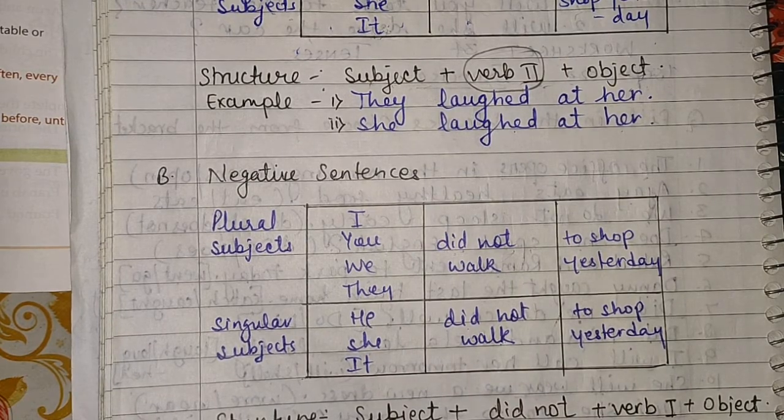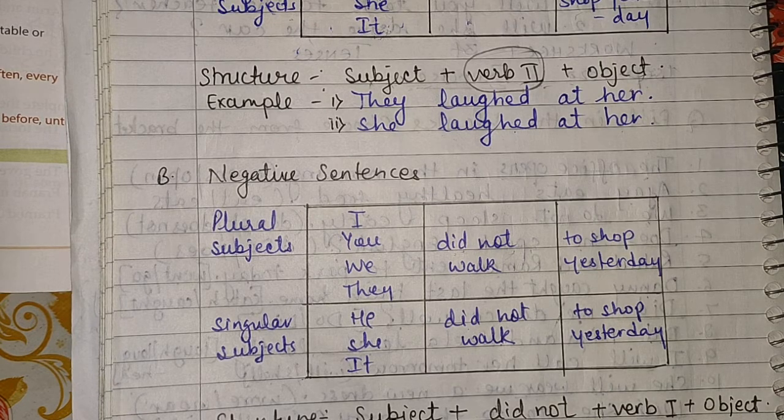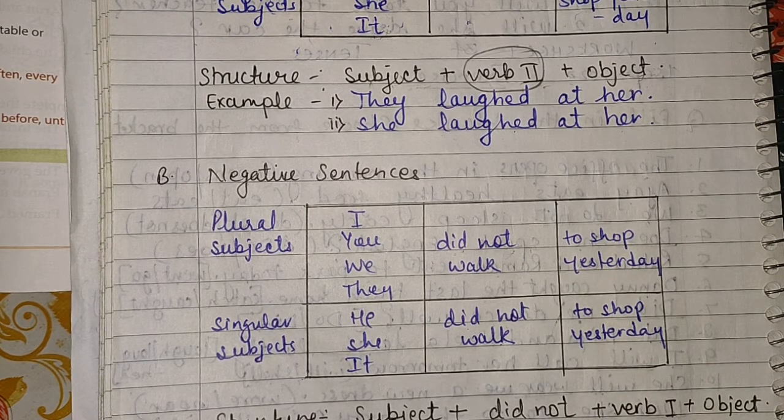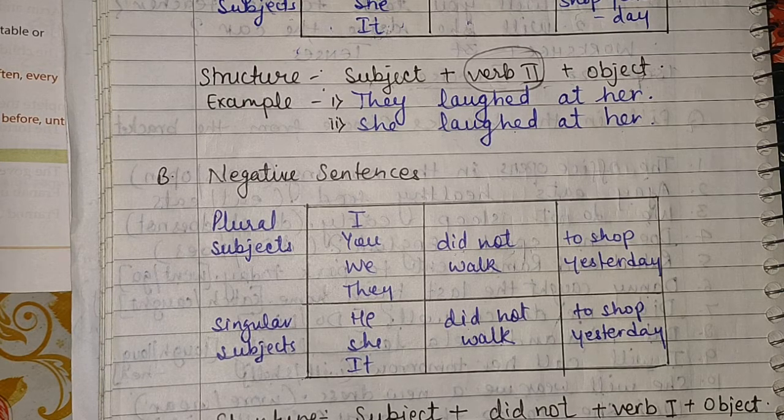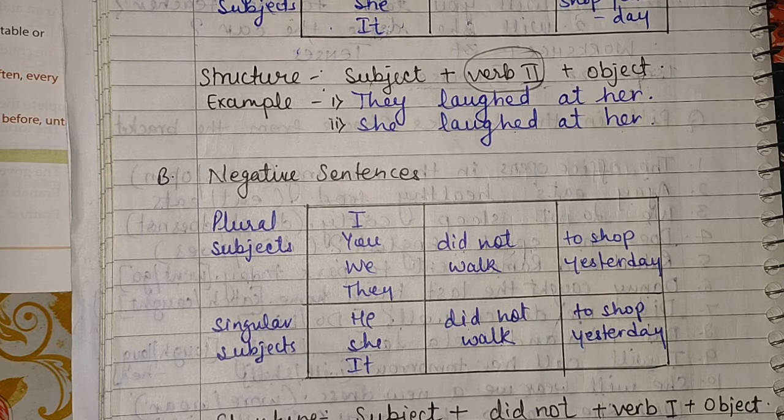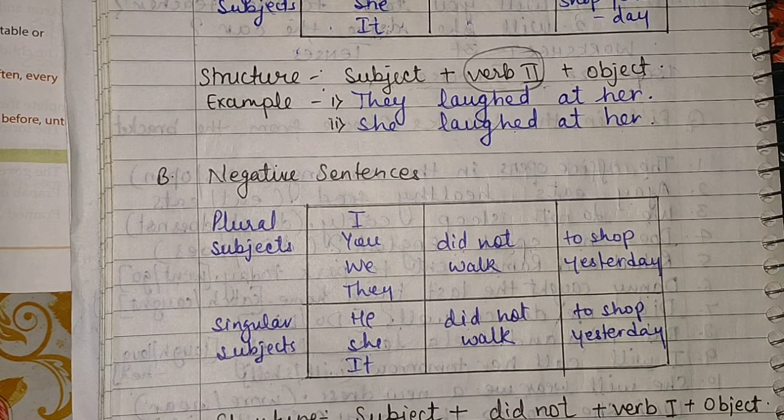Okay, in simple present tense, what we were using in negative sentences, do not and does not. Remember? So in simple present tense, we were using do not and does not according to the subject. Do not with plural subject and does not with singular subject. But here in simple past tense, negative sentence, we will just use did not for both kinds of subjects. If your subject is plural, then also we will use did not, and if the subject is singular, then also we will use did not. There will be no change.